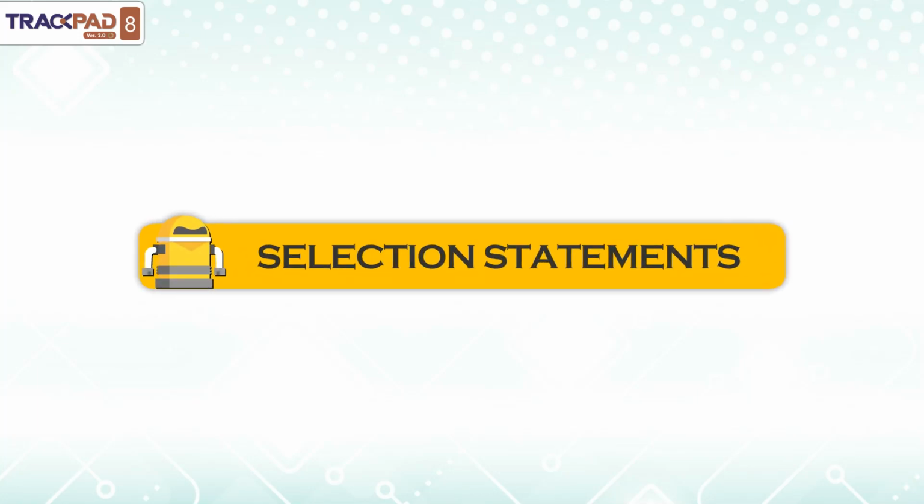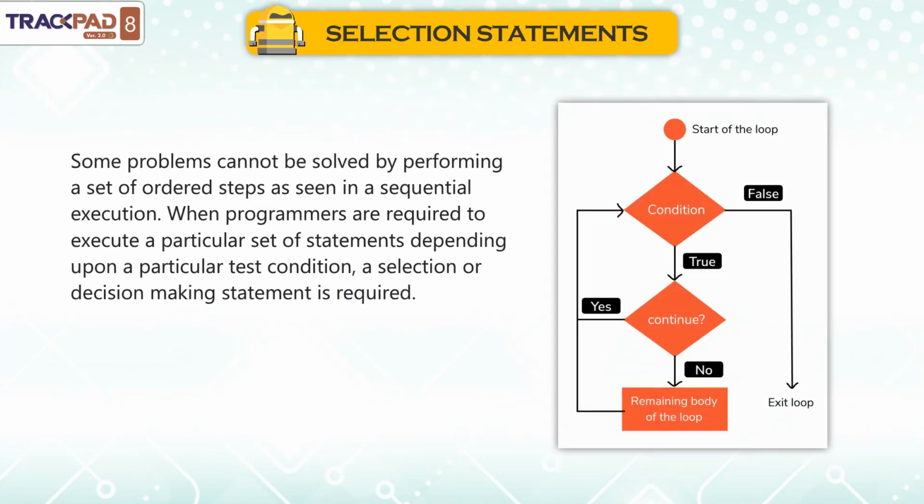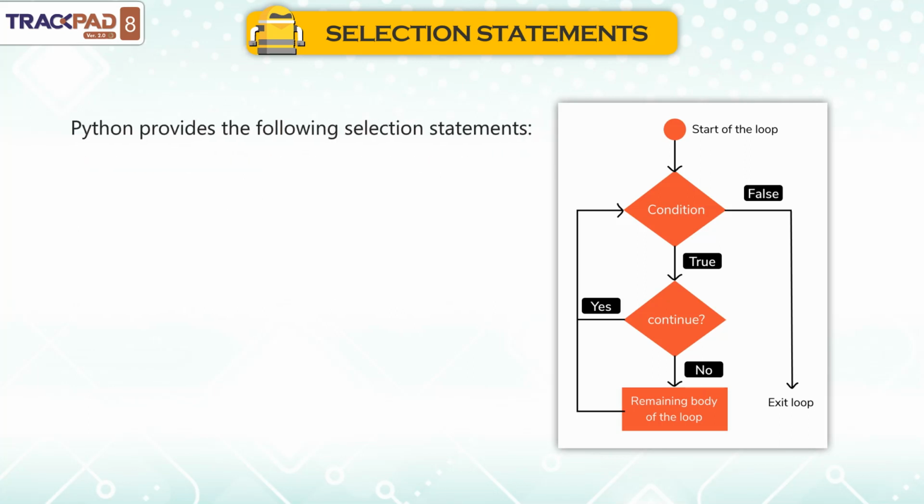Selection statements. Some problems cannot be solved by performing a set of ordered steps as seen in a sequential execution. When programmers are required to execute a particular set of statements depending upon a particular test condition, a selection or decision-making statement is required. Python provides the following selection statements. 1. If statement. 2. If else. 3. If elif else statement.